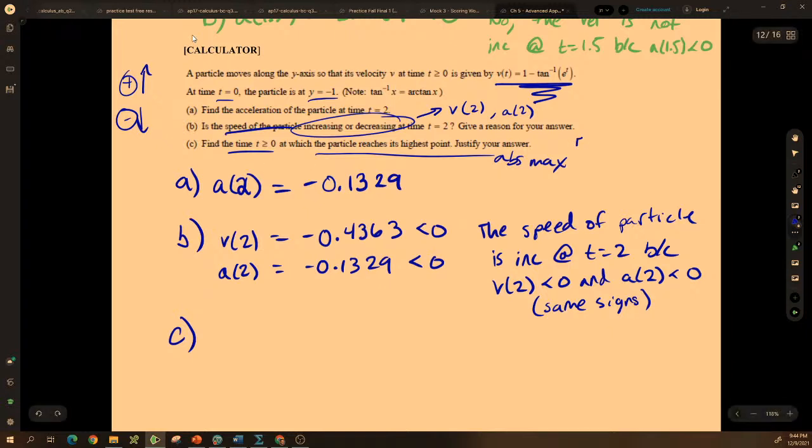We don't even have an interval from like a to b. They didn't give us one. So when I see maximum and I don't have an interval, that's when I take the derivative and set it to 0. But what am I taking the derivative of? Highest point means the highest position.